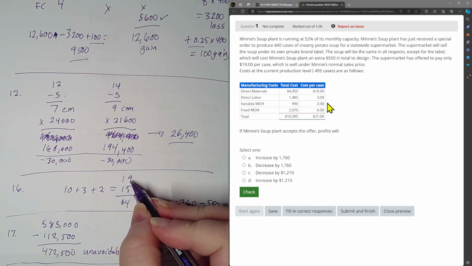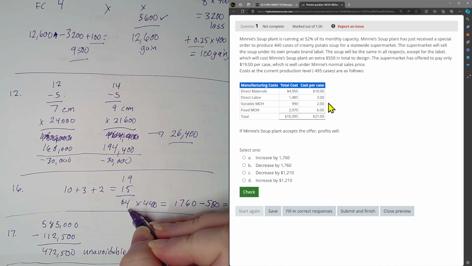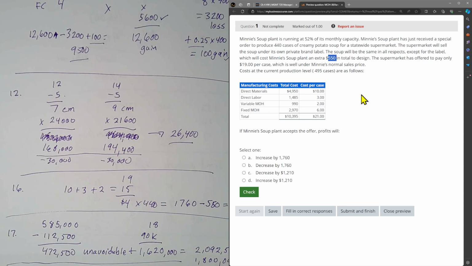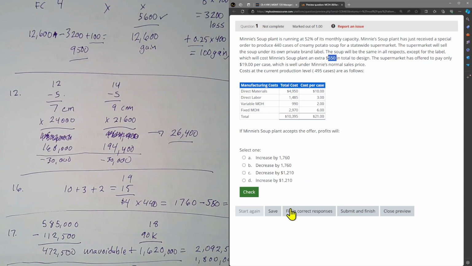They want to sell it to us for 19, so this is an additional $4 times 440 cases. So that would come out to $1,760. But we have to subtract out the extra cost here of $550. So even though the price is a lot lower, taking in just the relevant cost, we'd still be free and clear by a $1,210 increase.